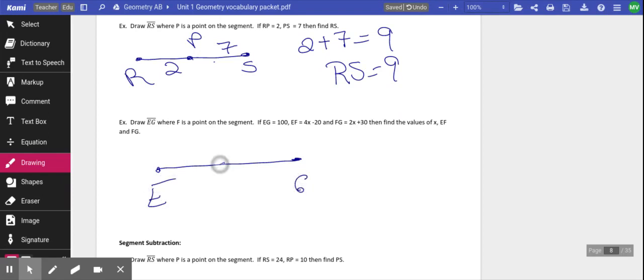So then here we have EG, where F is a point on EG. Notice I'm not measuring, I'm just drawing a segment, putting F in the middle. EG, which is the whole segment, is 100. EF is 4x minus 20. And FG is 2x plus 30.